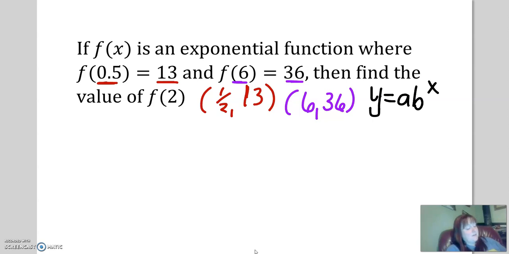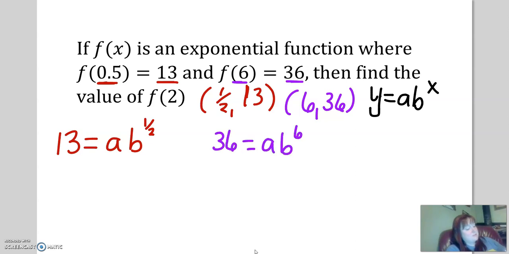So the first one is going to be 13 equals a b to the 1/2. And the second one is going to be 36 equals a b to the 6th. So I just put in x and y for each of those.